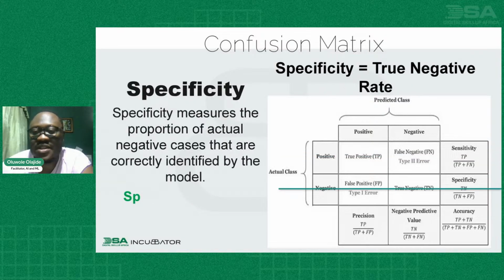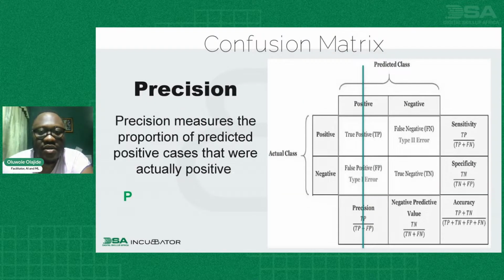Then specificity, we spoke about as the true negative rate, which measures the proportion of your actual negative cases that are correctly identified by the model. Then we looked at precision, and I asked the question that day: it's possible for your model to be accurate and not precise. So I asked, which will you pick? A model that is precise and accurate.